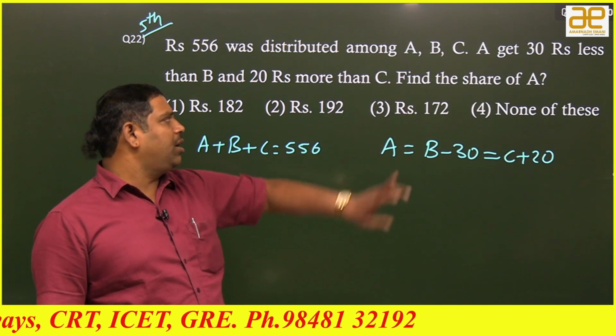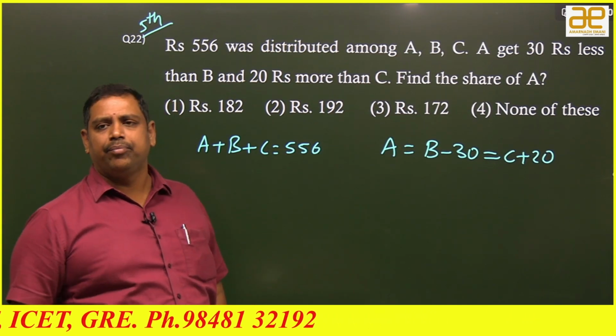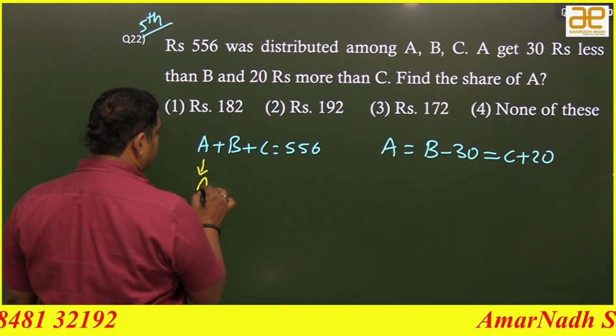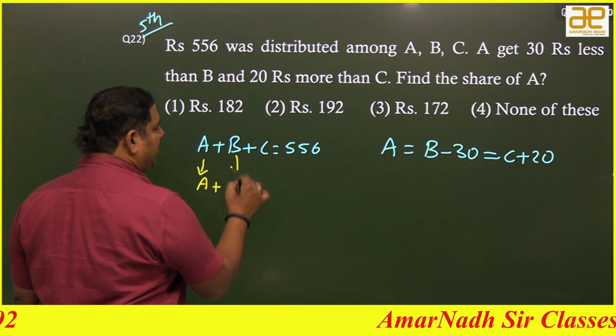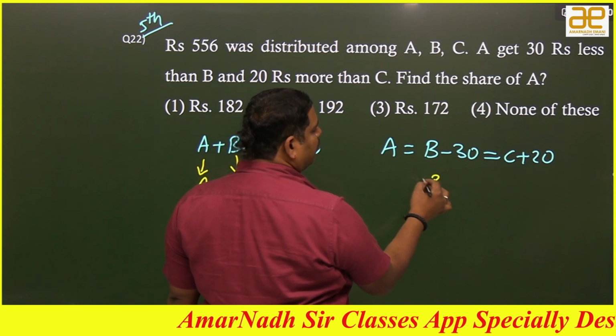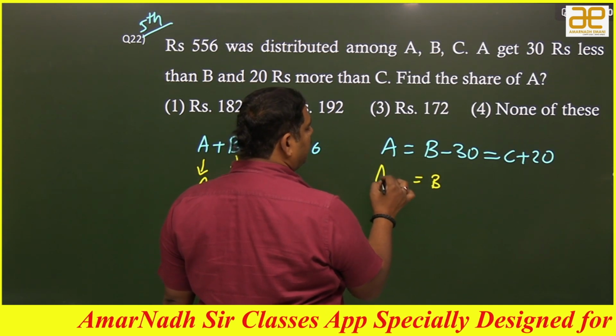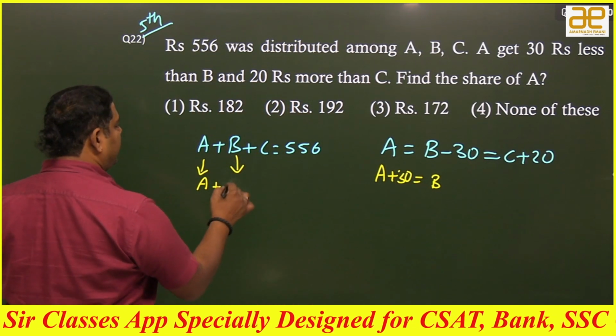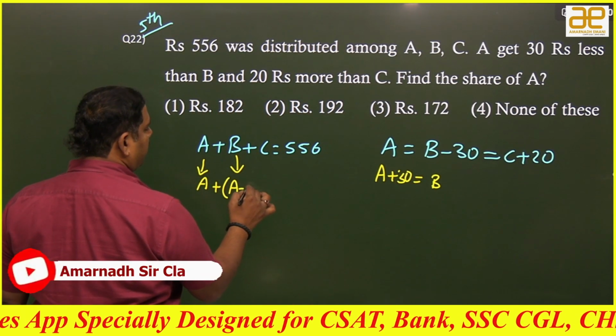So he is asking about the share of A, which means convert everything into A. This is already A, so I am writing it as this. Coming to B, what do I have to do? B minus 30 is A, so B is equal to A plus 30, moving the minus 30 to this side. So what is B? A plus 30.